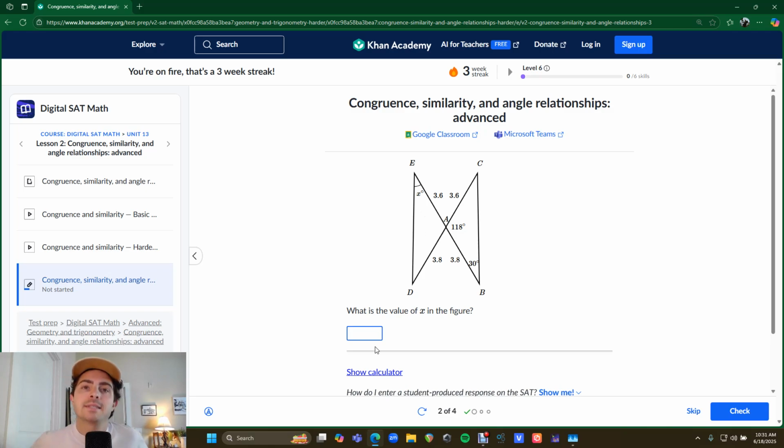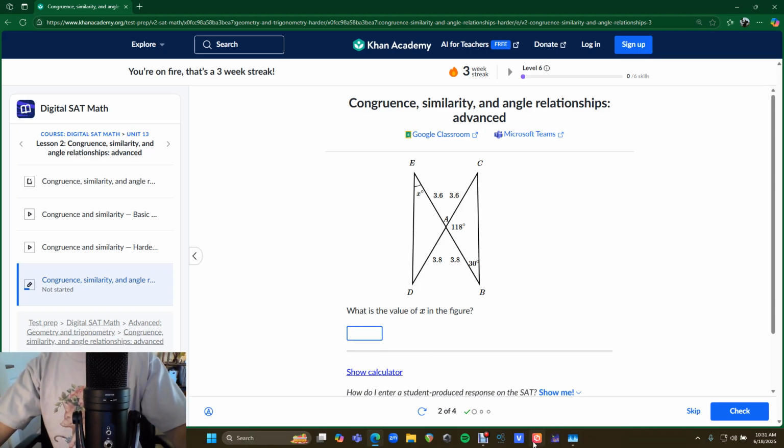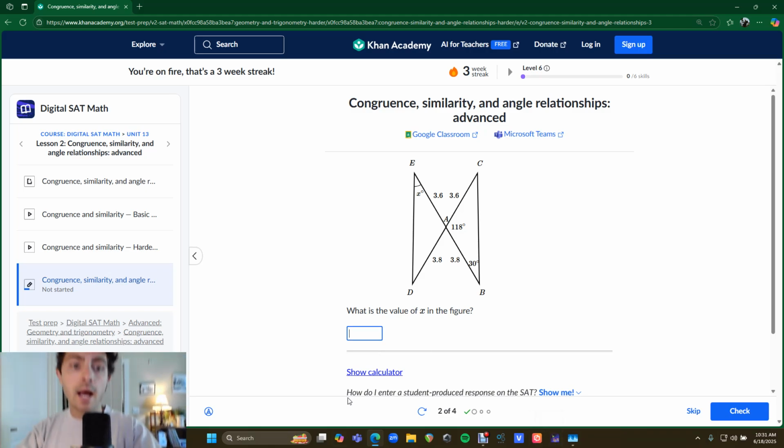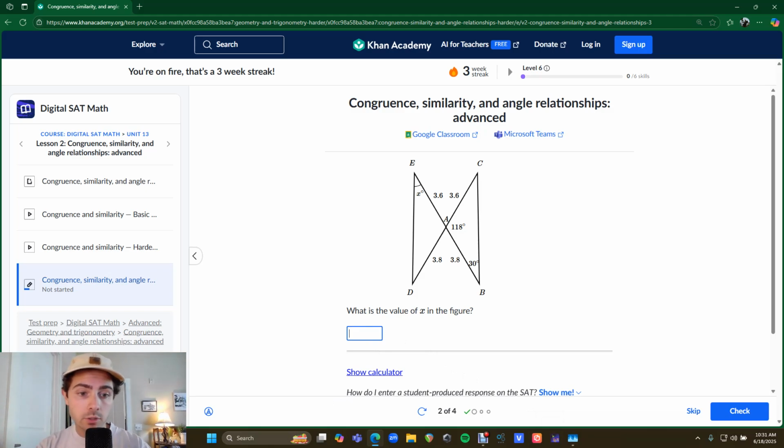That's the thought process. That's the flow of the problem. Now let's type it out in LaTeX from scratch. I am going to get rid of my camera, so I'll see you.